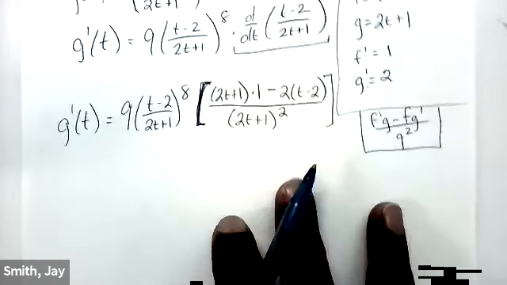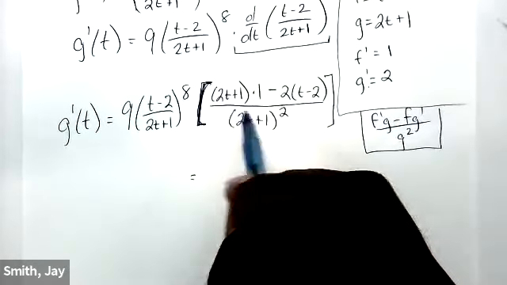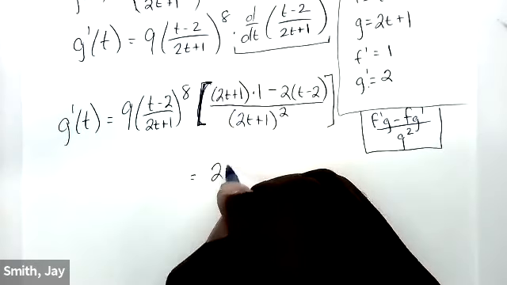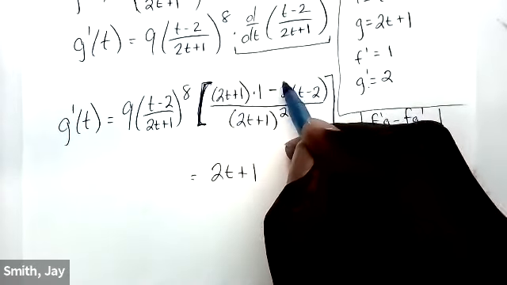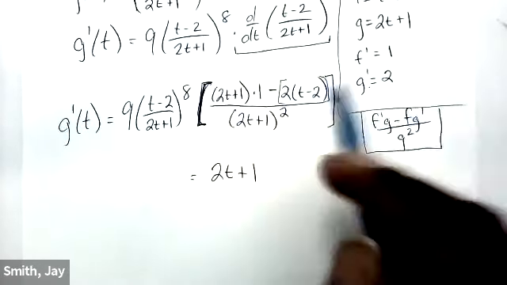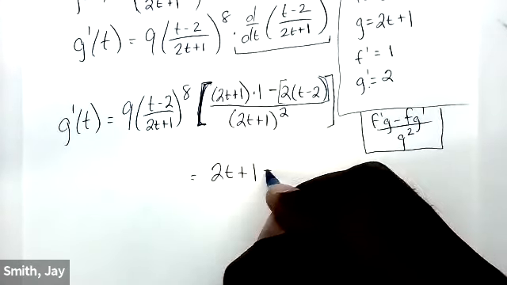This is kind of cut down on some of this writing. I'm just going to focus on simplifying this part. 2t plus 1 times 1 is going to give me 2t plus 1. 2 times t minus 2. And remember that we're still subtracting this quantity.